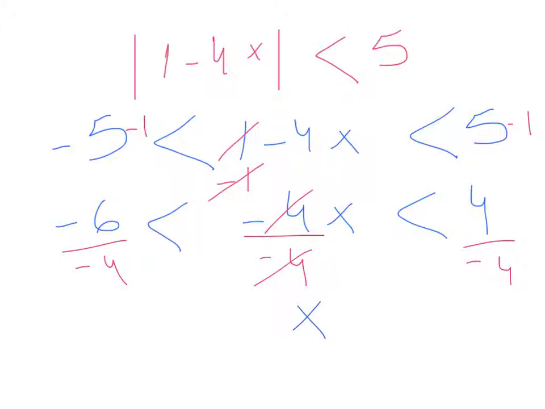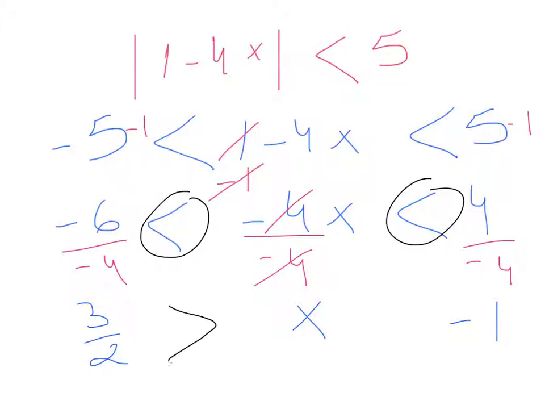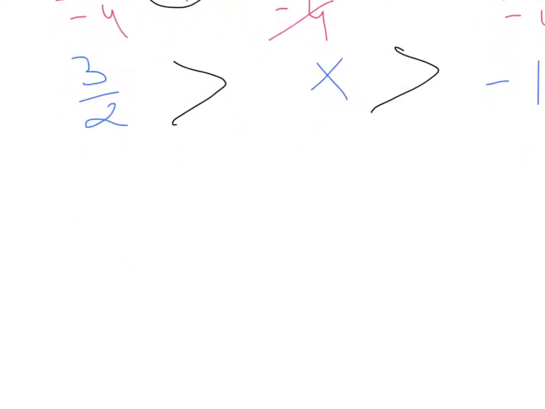So here we have x. Now negative 6 over negative 4: negative over negative is positive. We simplify and we get 3 over 2. And here 4 over negative 4 is negative 1. But since we divided by a negative value, negative 4, we're going to change the inequality. This can be written as x greater than negative 1 and less than 3 over 2.